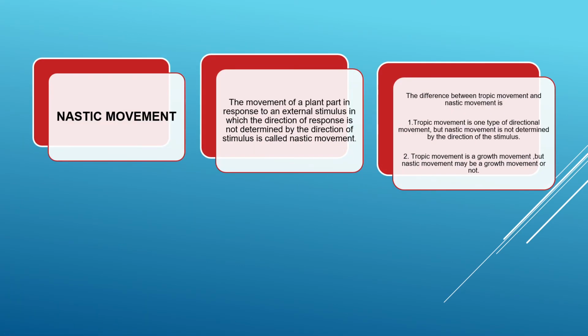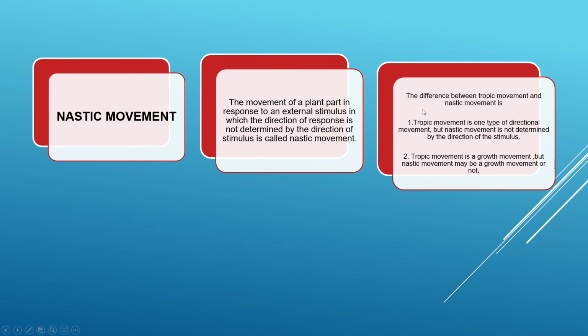Now what is the nastic movement? It means the movement of any plant part in response to an external stimulus in which the direction of response is not determined by the direction of the stimulus. That means the response is not dependent on the direction of the stimulus. The response is dependent only on the stimulus but not the direction.